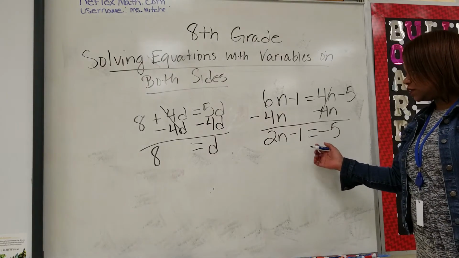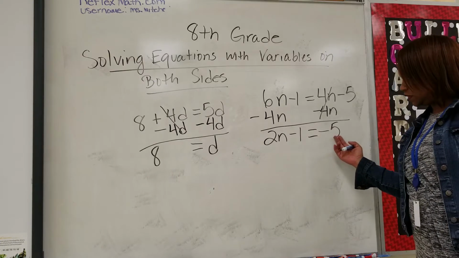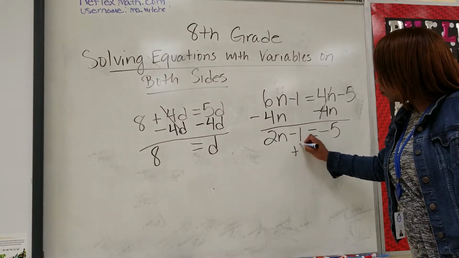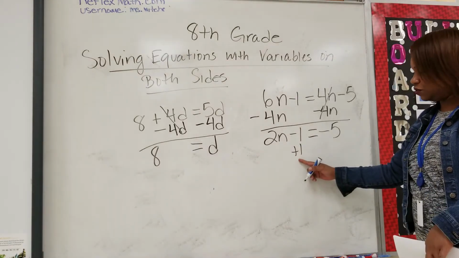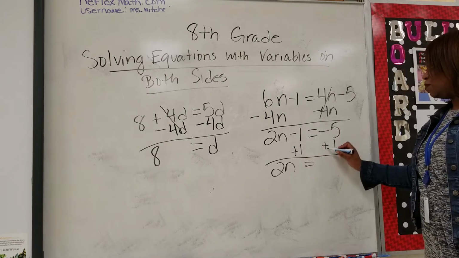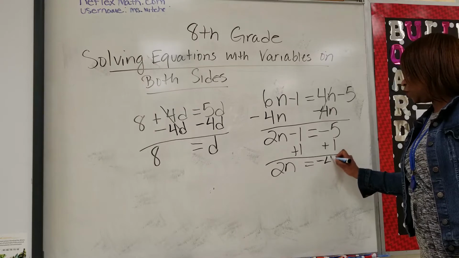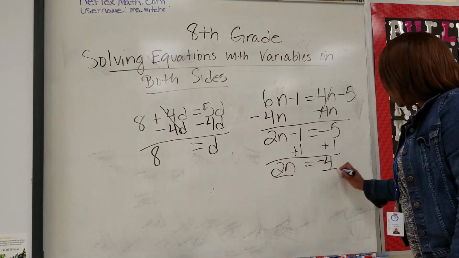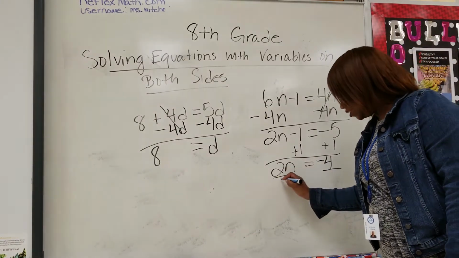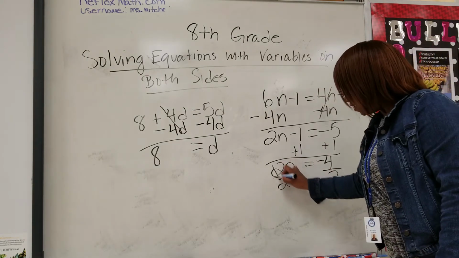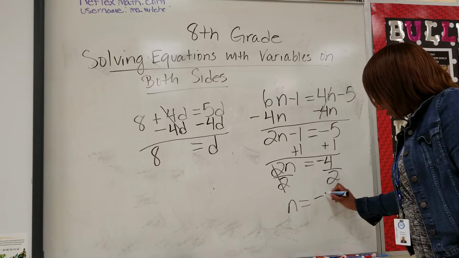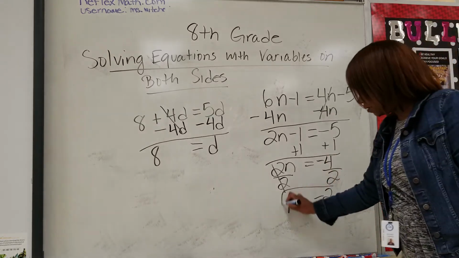So it'll be easier for us to take this negative 1 and put it over to this side. Since this is negative 1, we want to do the opposite. So we add 1 on this side, and what we do to one side, we do to the other. We bring down 2n, -5 plus 1 will give us -4. From here, we divide by what is attached to the variable, which is the coefficient 2. These cancel out, and we're left with n equals -4 divided by 2, which will give you -2. Please don't forget about that negative.